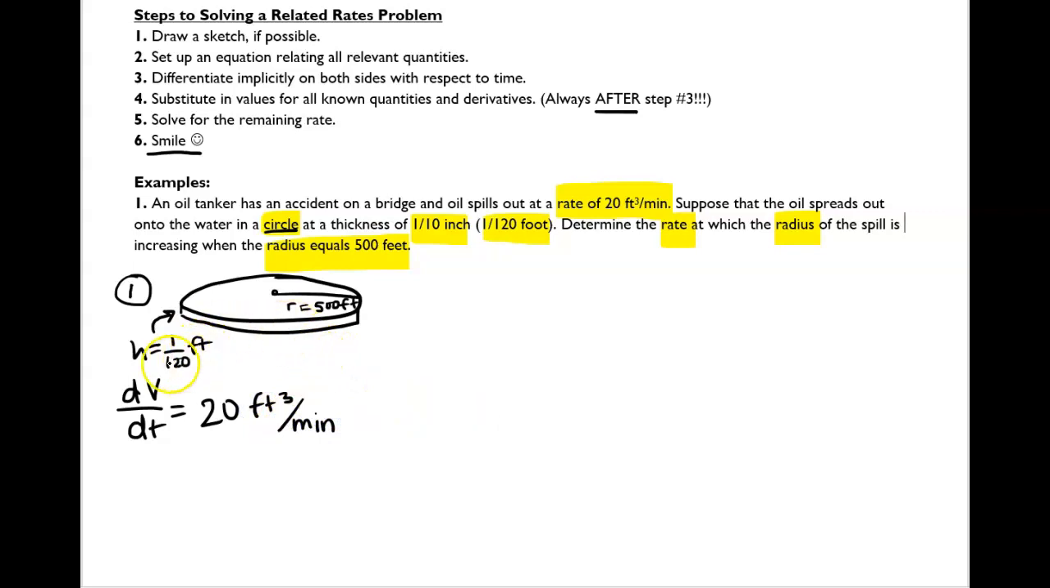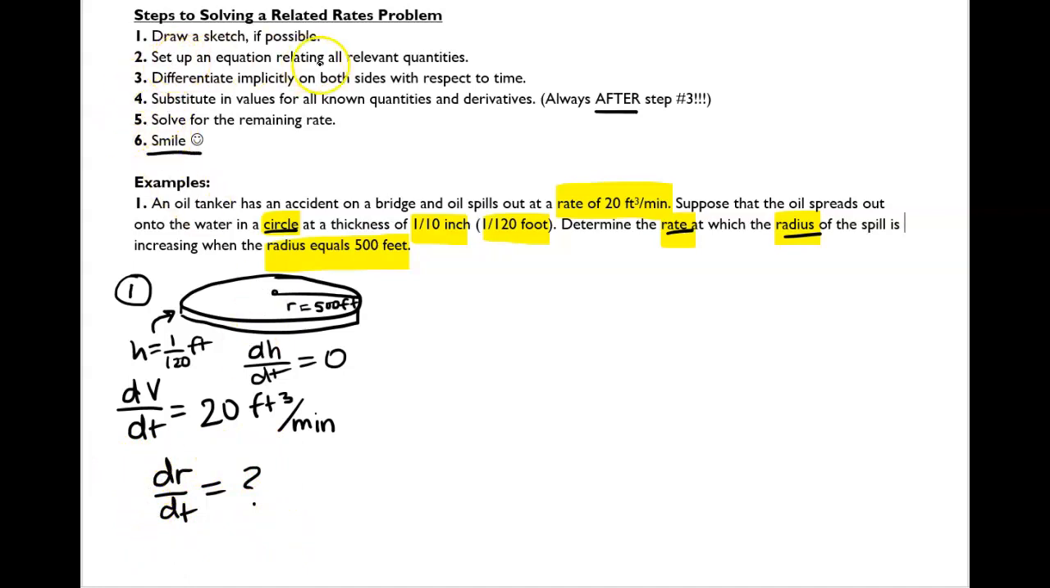For these other variables, h, the height, the oil is spreading at a constant height, so that means its rate of change of height is 0. What I'm looking for, I'm determining the rate at which the radius is increasing. So I'm looking for dr/dt. I always find this part to be important, to actually write out what am I looking for so I can keep track of it as I work out my problem.